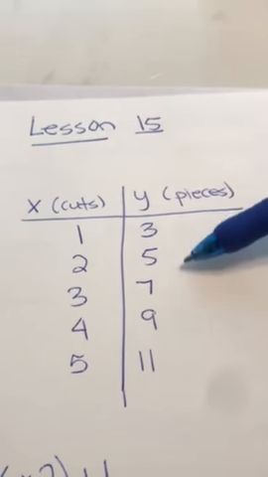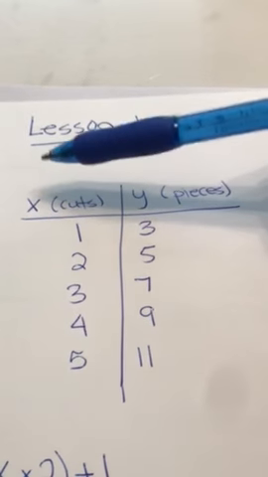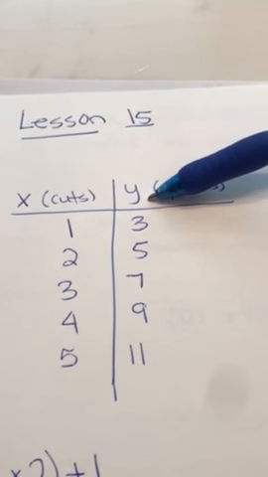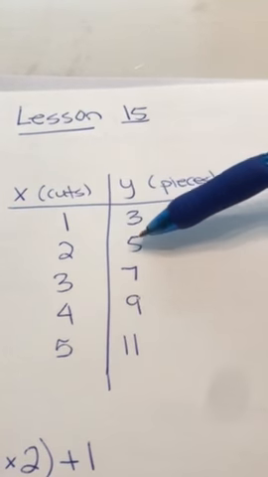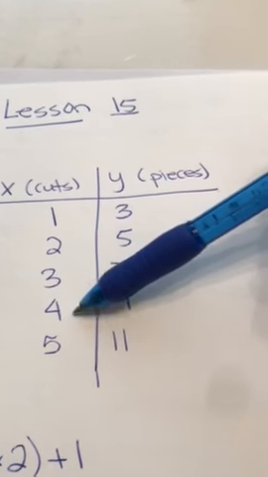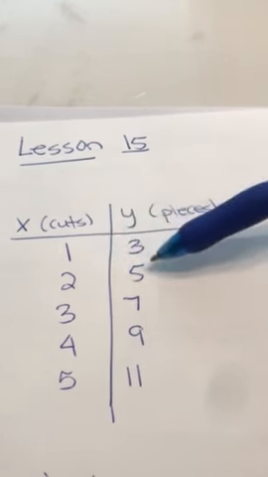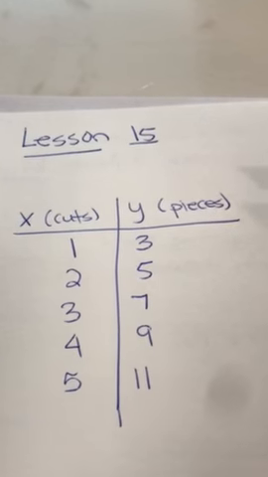Okay, so there's definitely something that's taking place here. There's a rule taking place. You're doing something with X in order to get Y. Okay, so you want to think about that. I'm going from a 1 to a 3, a 2 to a 5, 3 to a 7, 4 to a 9, 5 to an 11. Okay, so there's a rule taking place between your X and between your Y.